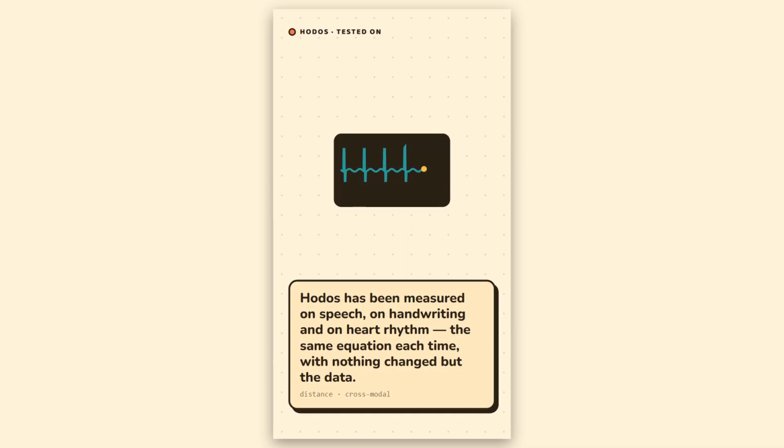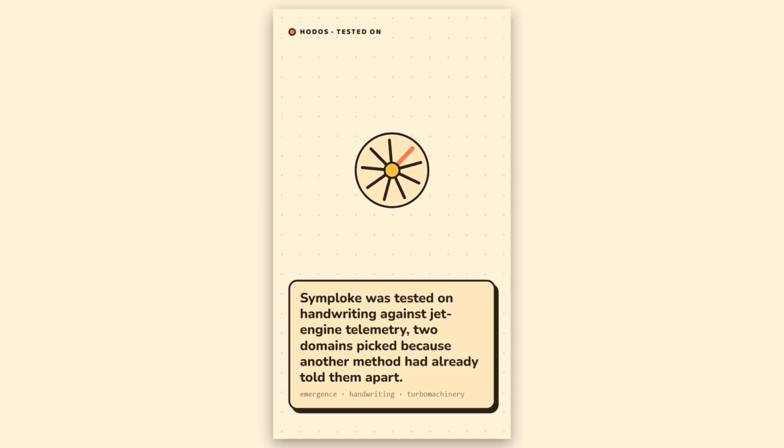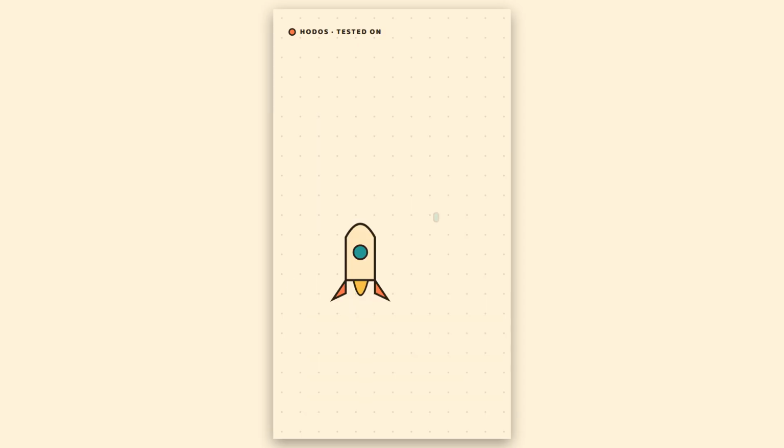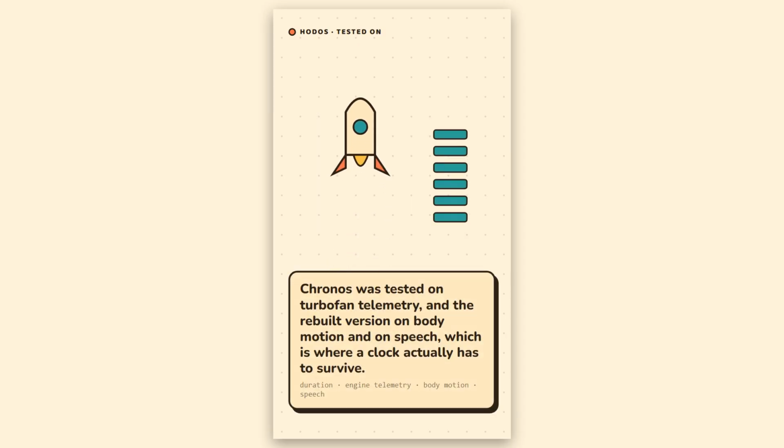Hodos has been measured on speech, on handwriting, and on heart rhythm, the same equation each time, with nothing changed but the data. Symploke was tested on handwriting against jet engine telemetry, 2 domains picked because another method had already told them apart. Systasis was tested on handwriting and on engine sensors, building the measuring frame out of relations rather than by hand. Chronos was tested on turbofan telemetry and the rebuilt version on body motion and on speech, which is where a clock actually has to survive.